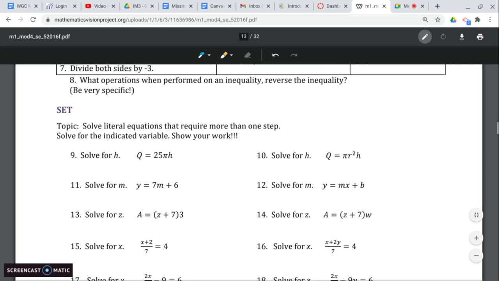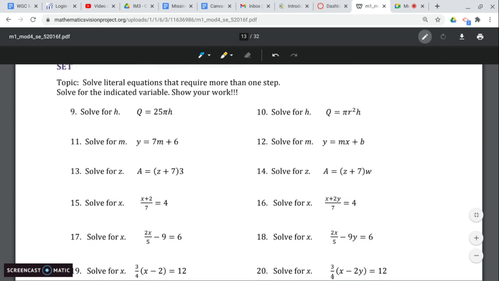Okay, for number 9, this next section is all about literal equations. And note, it says show your work. Yes, I want you to show your work. I don't want the equations just written down. So for number 9, Q equals 25 pi h. What we're doing here is we want to get h by itself. So we're solving for specific variables. Notice, different variables are being solved for each time in here. Variable is your key word for this lesson.